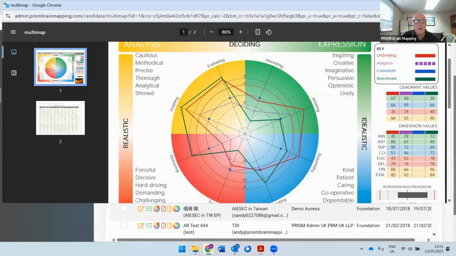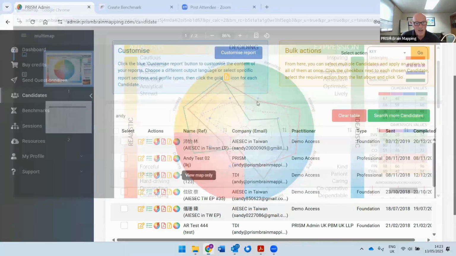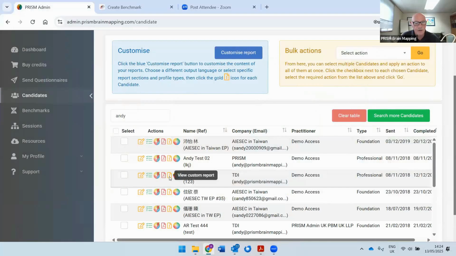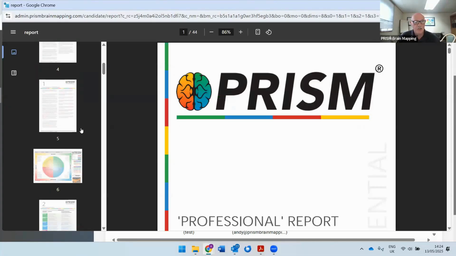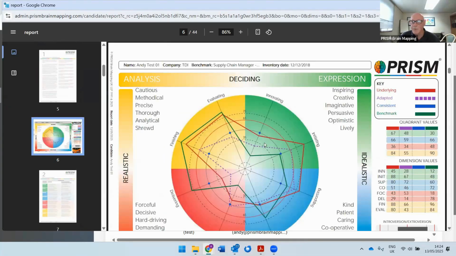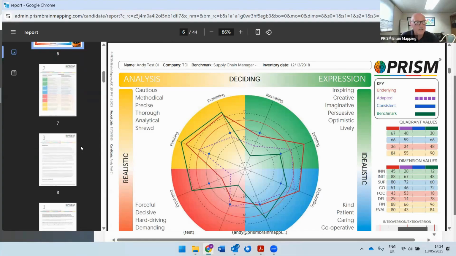Okay, so that's how we look at the map. Let's now look at the report itself. I'll work our way down to the key sections. First of all, we can see the map. The map's the same as we looked at before, so it's got the underlying line and the adapted line. Obviously, if you just took out the adapted and showed the underlying, then the map would reflect that as well. The custom report would reflect that.